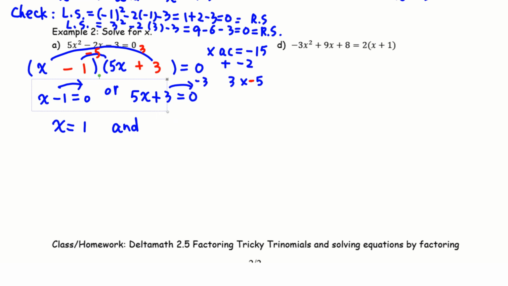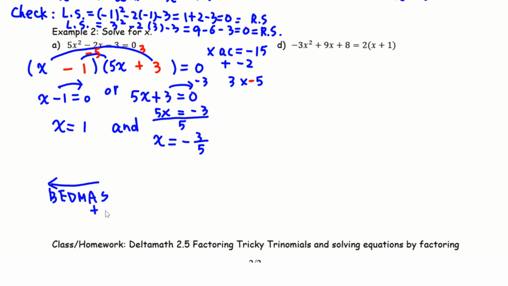Then after that we move the 5 to the other side. 5 times x, the opposite operation is division, so divide by 5, and you will have negative 3 over 5. So all over 5 means both sides are divided by 5. 5 divided by 5 is x. And also for solving a linear equation, make sure it's the backward of BEDMAS. When solving, we move adding and subtracting to the other side first, and then multiply and divide.